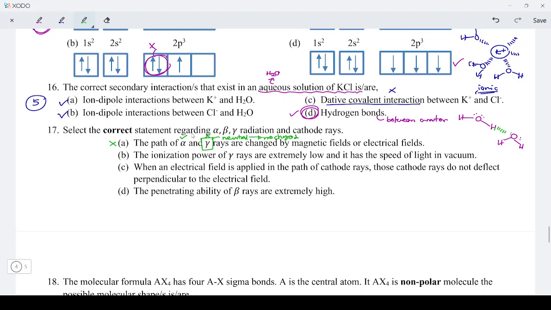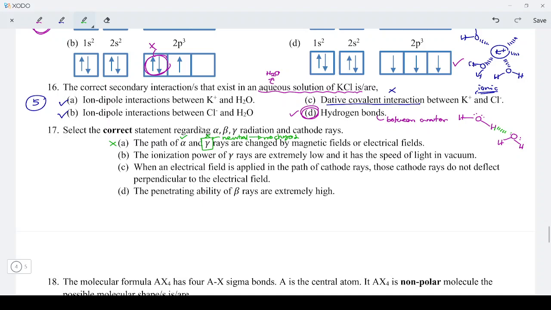Alpha is a positively charged one, a helium nucleus. So then it is affected by electrical and magnetic fields. In an electrical field, alpha will bend towards the negative pole, and in a magnetic field it will bend perpendicular to the magnetic field, like other charged particles, right? But gamma doesn't change the path. You can think about beta as well. Beta deflects oppositely to the alpha rays, and cathode rays are also charged particles, they are electrons. So similar to beta, they will deflect.